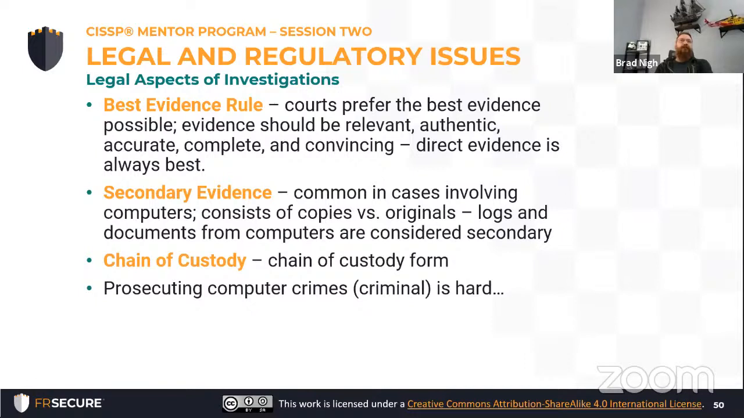And then a chain of custody form, and we've got an example on the next one, it's really showing what the chain of custody of the evidence was. I collected it, I handed it off to Ryan. Ryan handed it off to Evan. Evan put it in the locked closet. I took it out of the locked closet, right? Just to give you an idea. And yeah, computer crimes and criminals is hard.